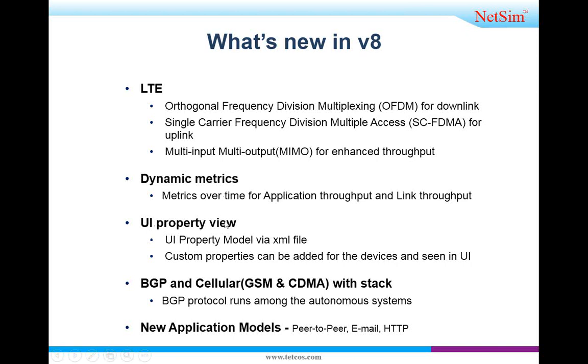Then UI property view, you can customize some of the properties of the devices through XML. You can edit these XML files and customize some of the properties that are needed in your device. Then in BGP and cellular network, some of the features have been upgraded. The new application models, peer-to-peer, email and HTTP, have been upgraded.